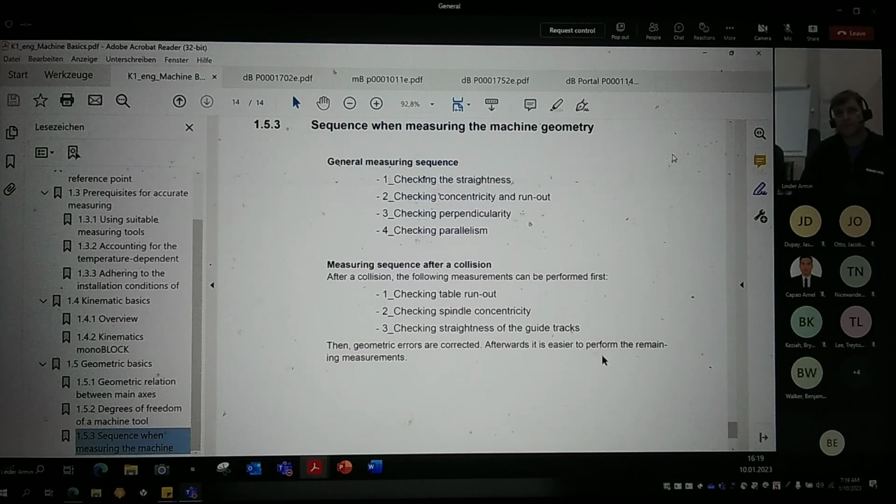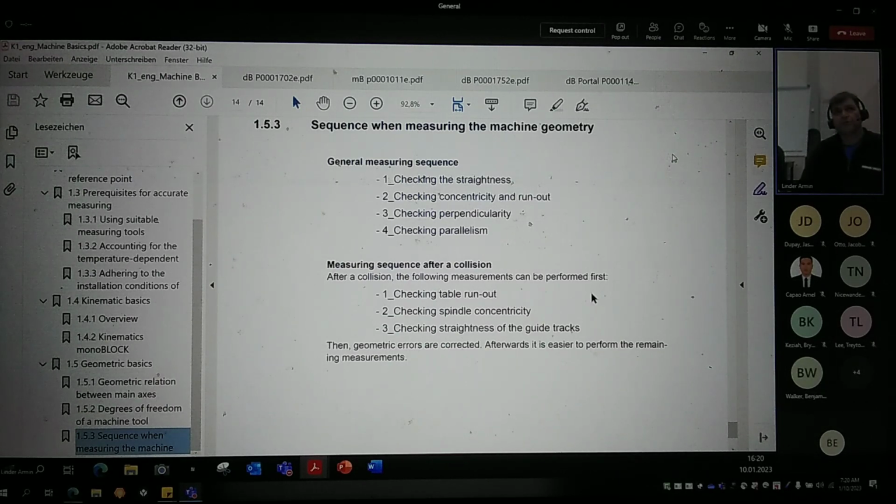In that case, you can use a frame or also a test bar to measure the straightness of the guides. And if those 3 measurements are in tolerance, everything's fine. If we have bad tolerance in spindle concentricity, you first have to replace the motor spindle or the main spindle.